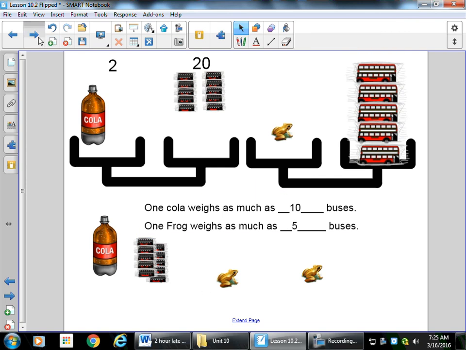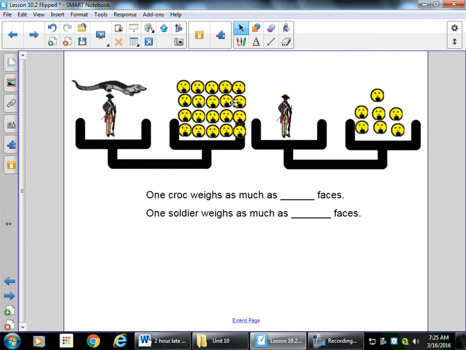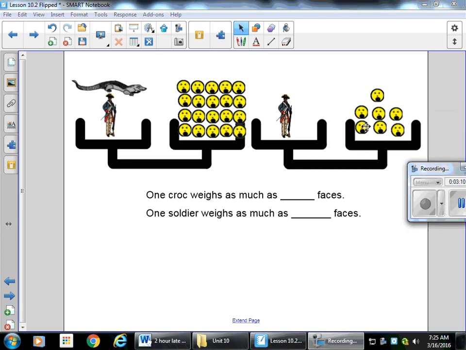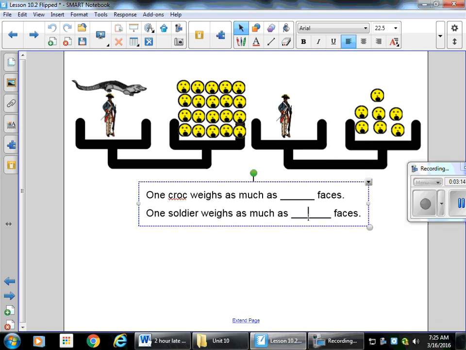Let's keep going on here. We've got a crocodile, we got some smiley faces, and we have a soldier. Well, what do we know so far? We know that the soldier weighs the same as 1, 2, 3, 4, 5, 6, 7 smiley faces. One soldier weighs the same as how many smiley faces?